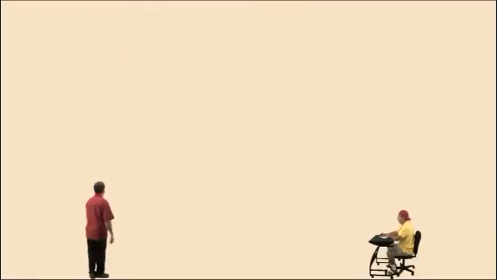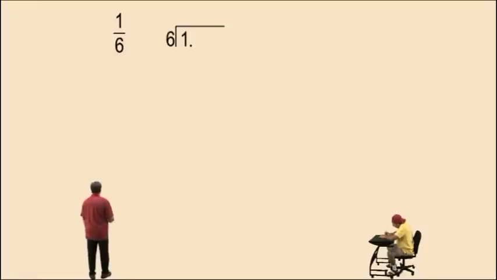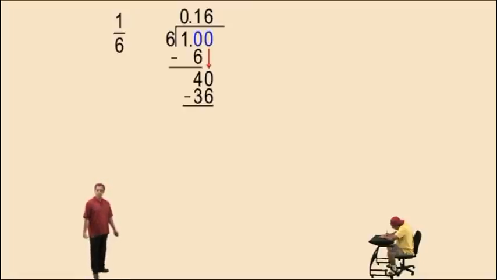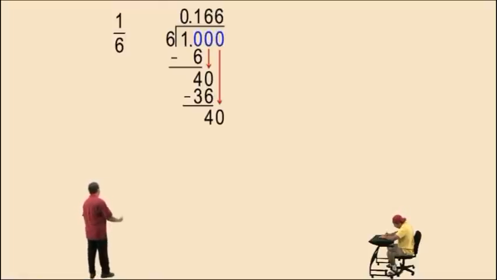So let's do one of those. Here we have the fraction 1/6. Let's divide 6 into 1. 6 does not go into 1, so we put a 0 as a placeholder, bring in a 0. 6 goes into 10 1 time. 1 times 6 is 6, so we subtract. 10 subtract 6 is 4. Let's bring in another 0, bring it down. 6 goes into 40 6 times, because 6 times 6 is 36. We subtract, we get a remainder of 4. So we add a 0. Bring it down. 6 goes into 40 6 times, 6 times 6 is 36. We get a remainder of 4. So, if we were to continue on, we would continuously get a remainder of 4.